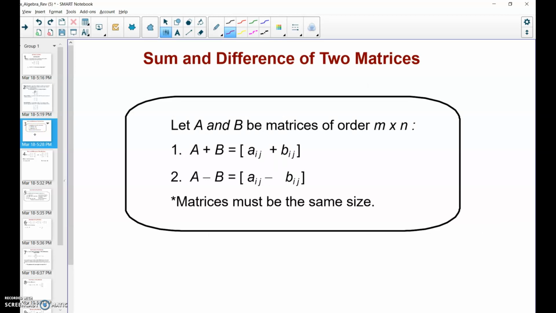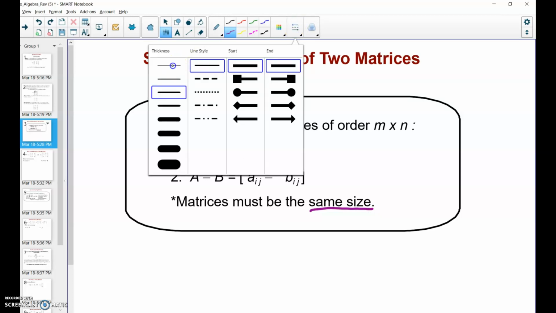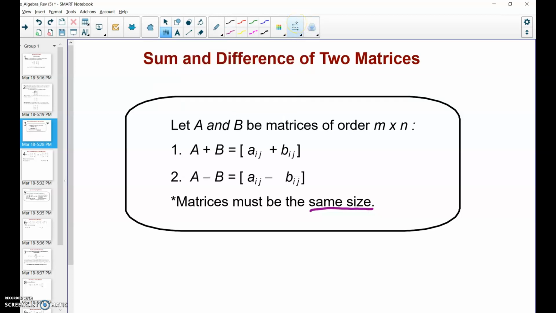First we're going to look at sum and difference, or adding and subtracting matrices. When you add and subtract them, they have to be the same size, so the same number of rows and the same number of columns. You can't add and subtract them if their rows and columns are different. When you add and subtract them, you're adding the numbers that are in the same position for each of the matrices. So you're adding the number in row 1, column 1 for matrix A with the number in row 1, column 1 for matrix B. Same thing with subtraction.